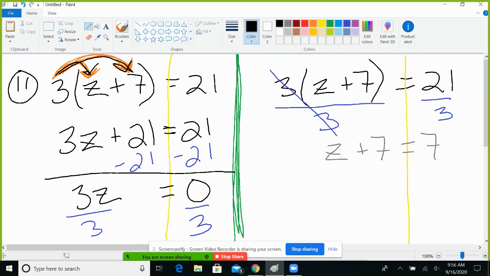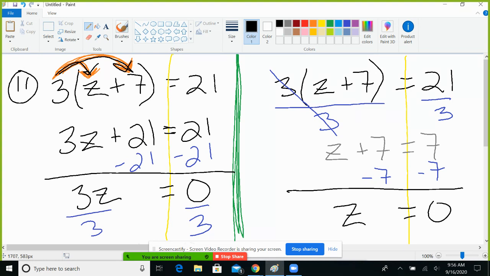And then what's my last step? Nice. Subtract the 7 on both sides. Perfect. So both ways came up with the same answer. You just use whatever way makes more sense.